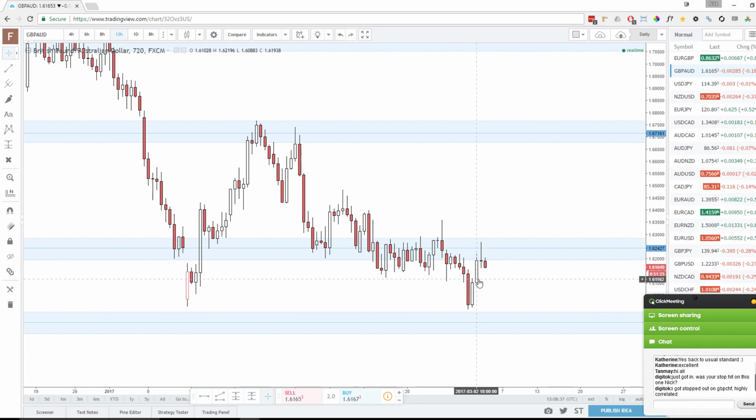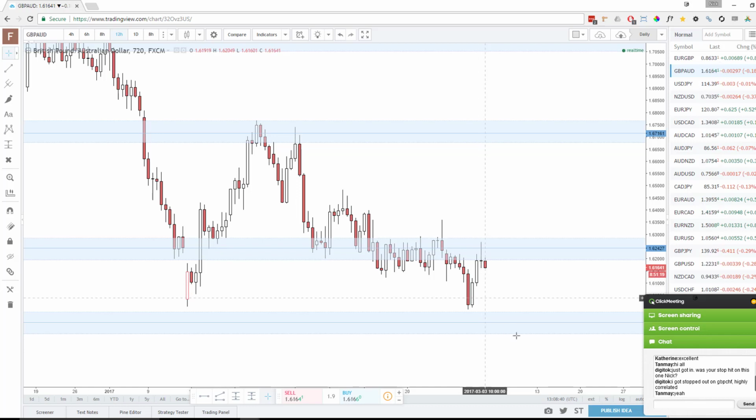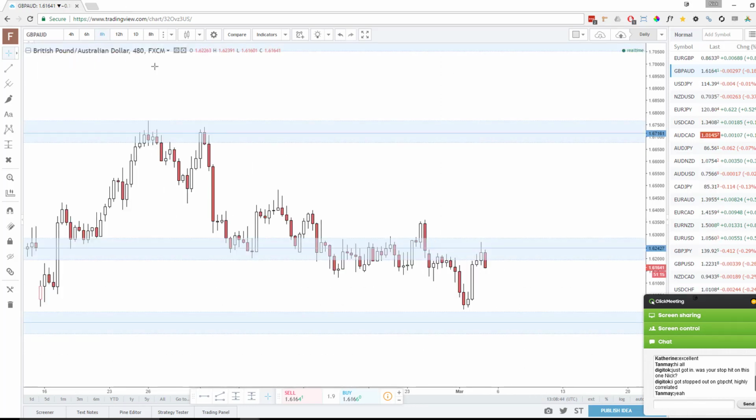So is anyone short on this one? You already short, Tanmay? Now, what did you enter short on? What time frame? Look at that, it's going down right now. Well, it started pushing down a bit further.